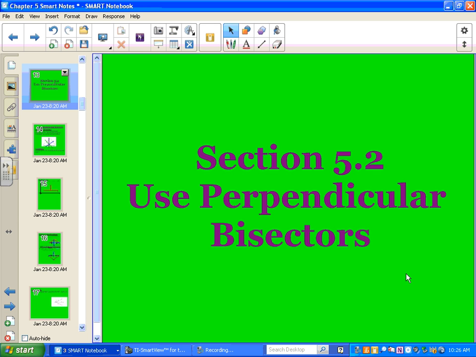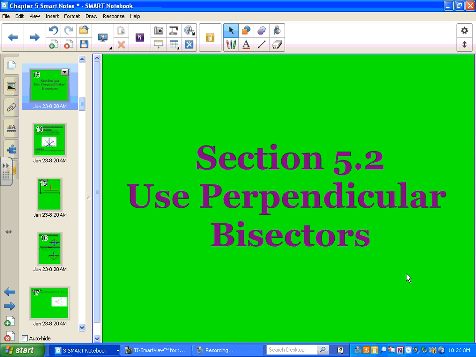So a perpendicular bisector is a segment, ray, line, or plane that is perpendicular to a segment at its midpoint. How many perpendicular bisectors does a triangle have? Christina? 3. Very good. Those 3 perpendicular bisectors are what, Brendan?